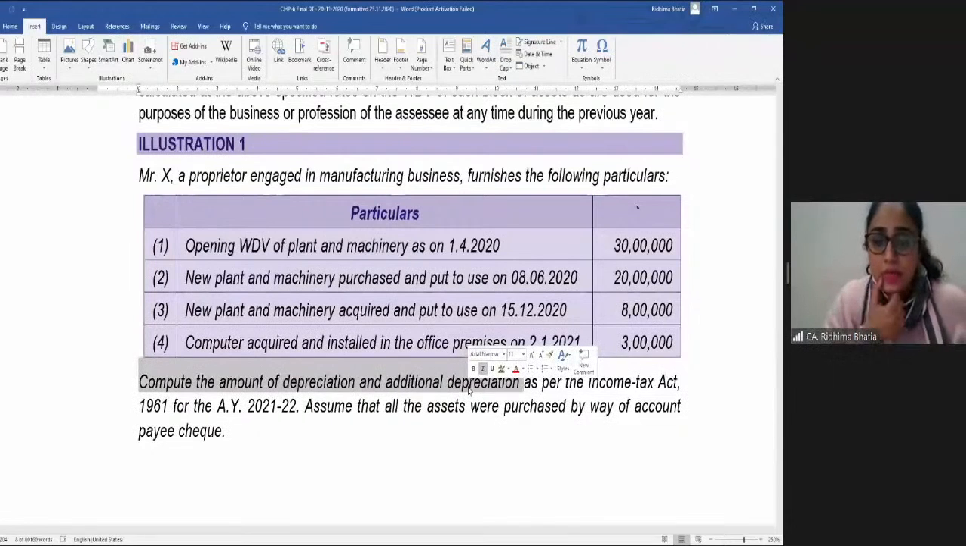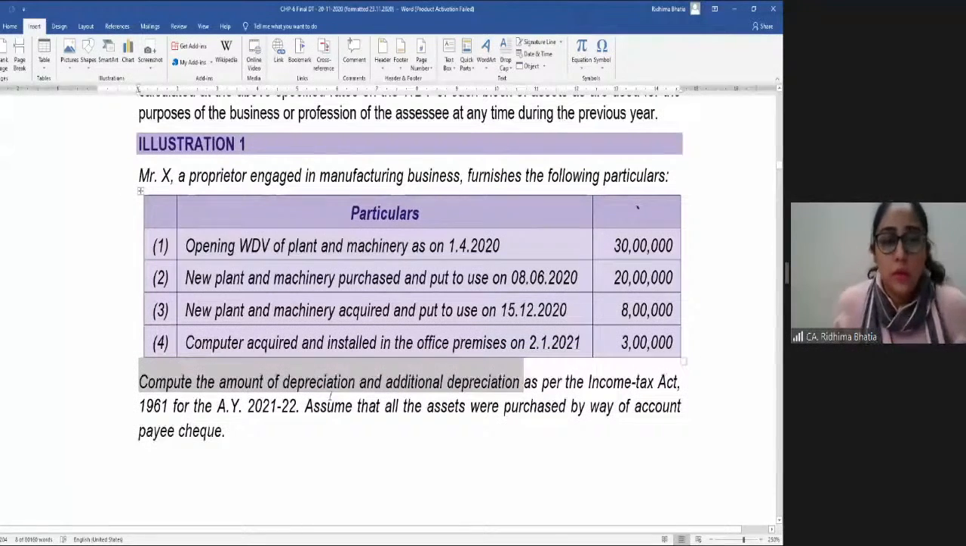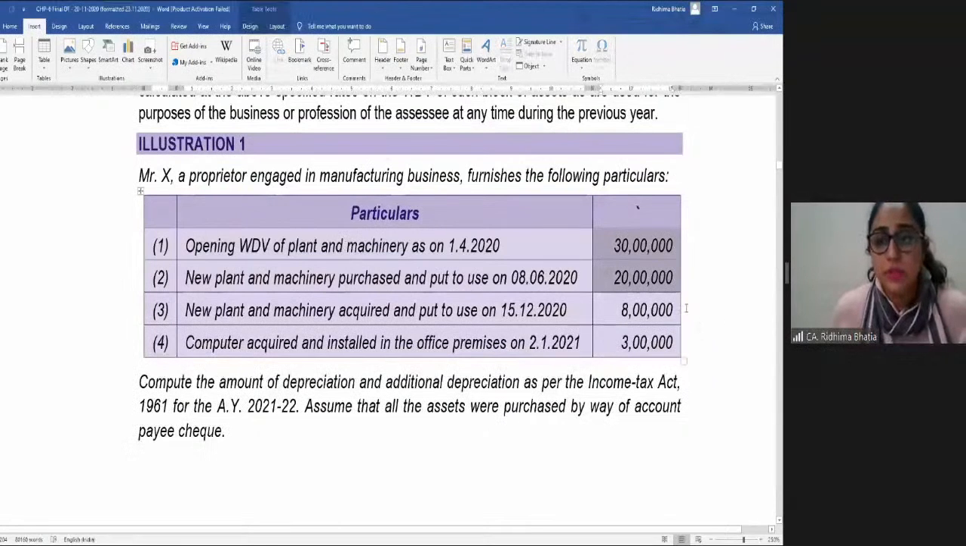Okay, so one tip, always take care. Depreciation amount is asked, so I will only show the depreciation amount. I will not show the WDV amount. I will not show any other thing. Okay, so now let's calculate the depreciation. 30 lakhs plus 20 lakhs. I will calculate, since it's a manufacturing business, it's a plant and machinery, 15%.